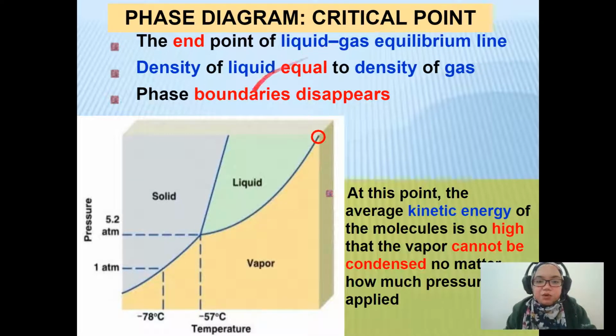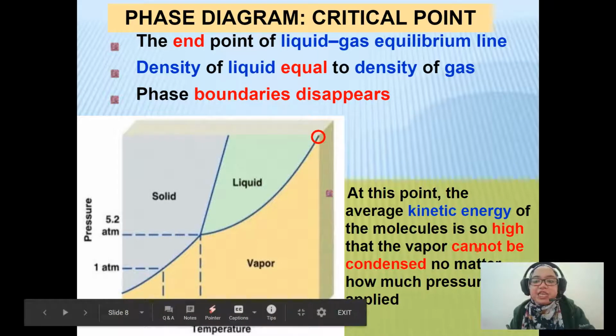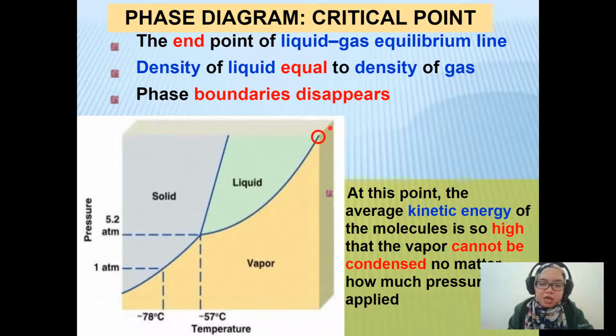So, what is the critical point? This is the critical point, the end point of the liquid-gas equilibrium line. The density of liquid is equal to the density of gas. So maksudnya dekat sini, dekat critical point, the phase boundaries disappear. At this point, the average kinetic energy of the molecules is so high that the vapor or gas cannot be condensed into liquid no matter how much pressure is applied. So at this critical point, it is impossible to liquefy a gas no matter how great the applied pressure is. The temperature and pressure at this point is where the liquid and gas can no longer be distinguished. Sebab apa? Density of liquid is equal to density of gas. Phase boundaries dah disappear, dah tak ada dah.